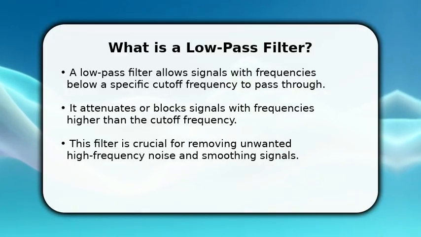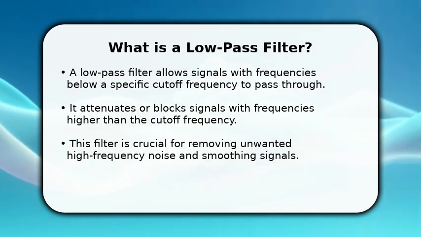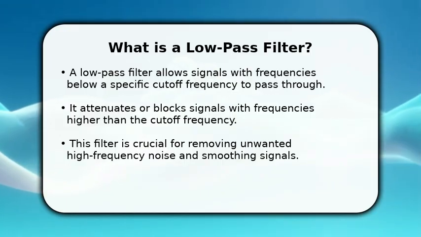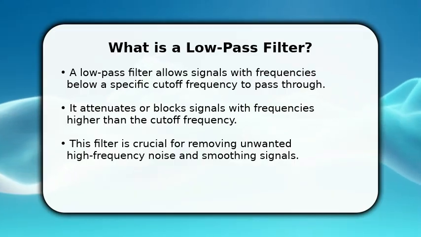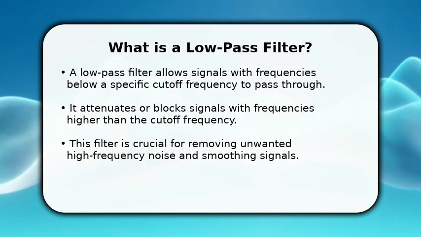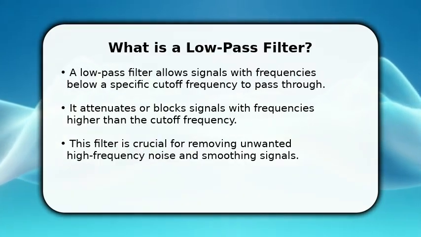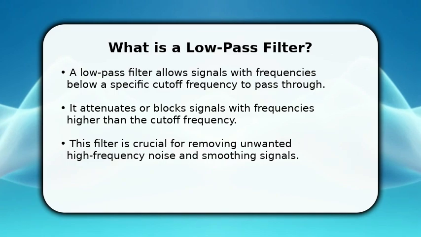A low-pass filter is an electronic filter that passes signals with a frequency lower than a certain cutoff frequency and attenuates signals with frequencies higher than the cutoff frequency. It's essentially a frequency-dependent voltage divider, allowing lower frequencies through while blocking or reducing higher ones. This is crucial for cleaning up signals and removing unwanted noise.